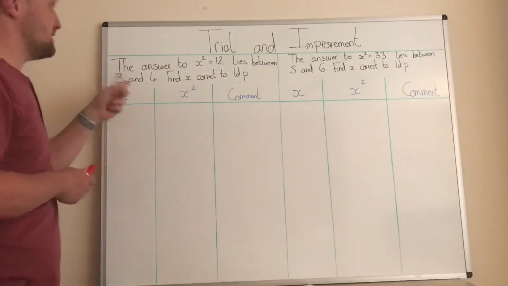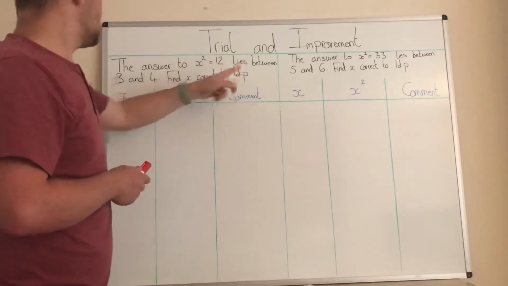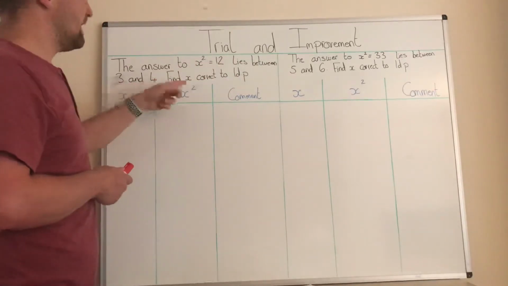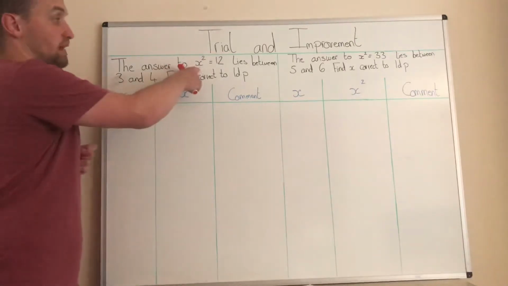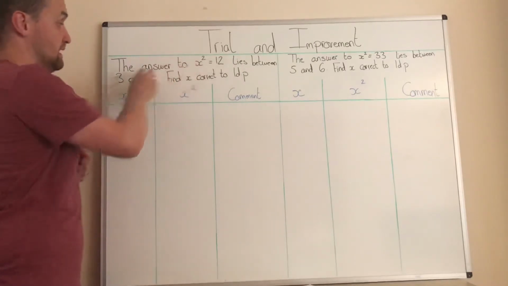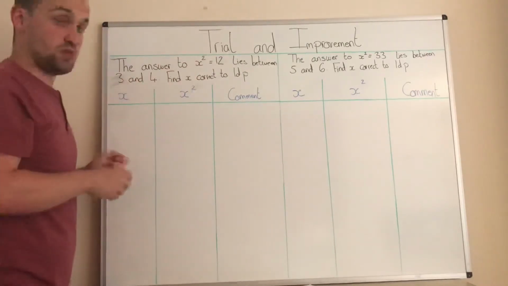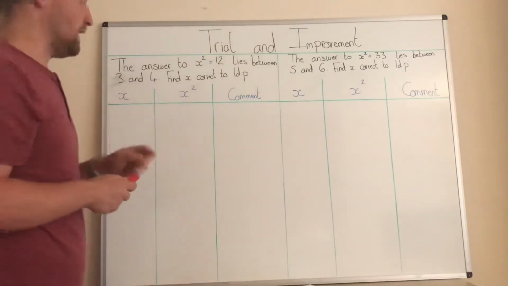So first one, the answer to x squared equals 12 lies between 3 and 4. Find x correct to one decimal place. So what that means is something squared equals 12, and that something, the answer to that, lies between 3 and 4. We need to find the answer correct to one decimal place.